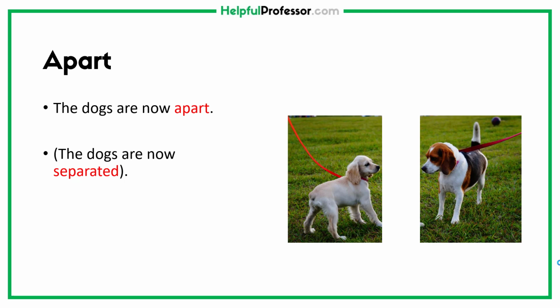Now we can see if we wanted to put small in between these two words, it wouldn't make sense. We could not say the dogs are now a small part. It doesn't make sense, does it? So we know that it's got to be one word. The dogs are now apart.